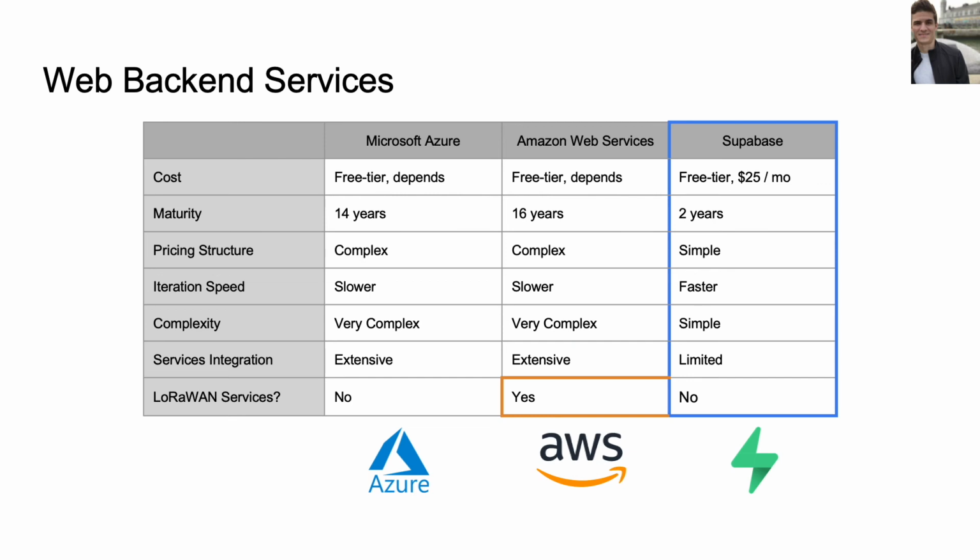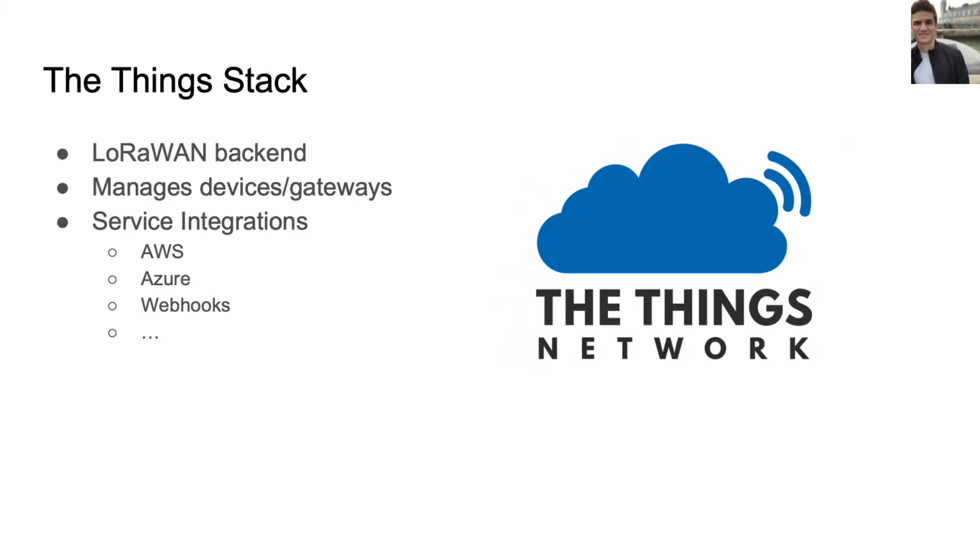As we'll talk about on the next slide, we'll use the Things stack to act as our LoRaWAN network and join server instead, which is simpler to use than AWS's. The Things stack is a public and private LoRaWAN backend service that simplifies getting device messages to and from an application. They provide integrations for Azure, AWS, MQTT, and webhooks, which is what we used.